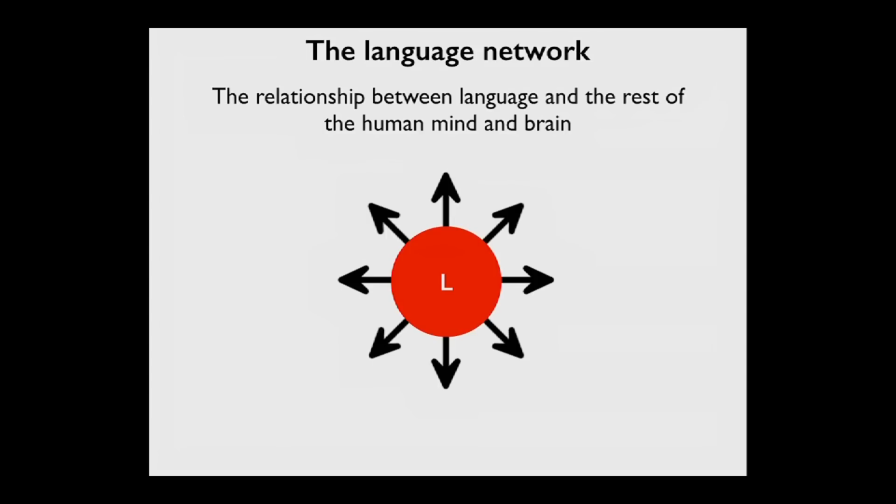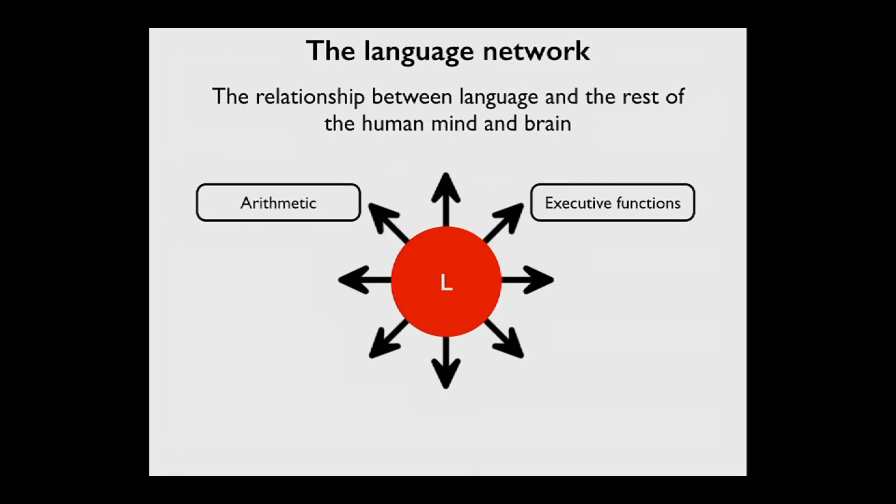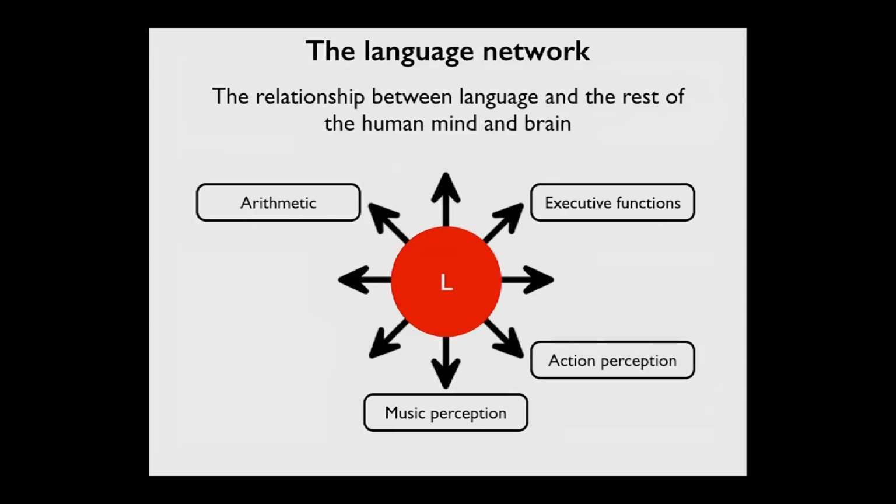language and the rest of the mind and brain has been long debated, and the literature actually is quite abundant with claims that language makes use of the same machinery that we use for performing other cognitive tasks, including arithmetic processing, various kinds of executive function tasks, perceiving music, perceiving actions, abstract conceptual processing, and so on. And I will argue that these claims are not supported by the evidence.